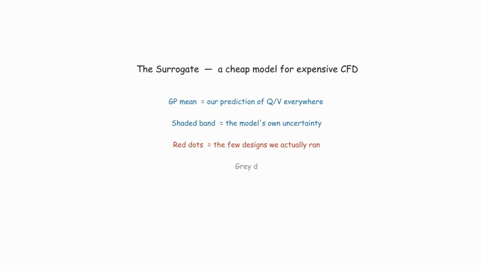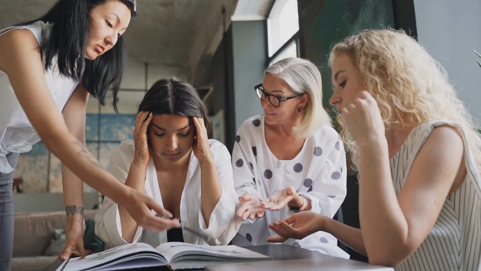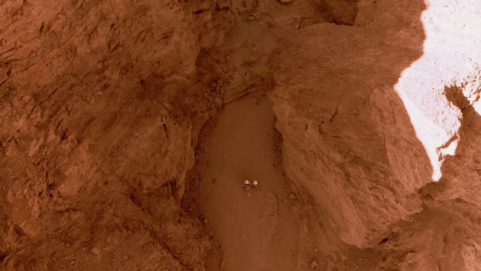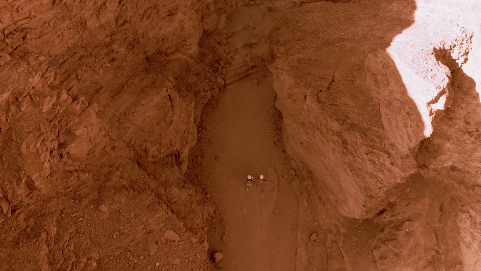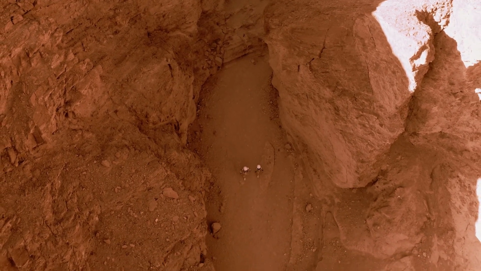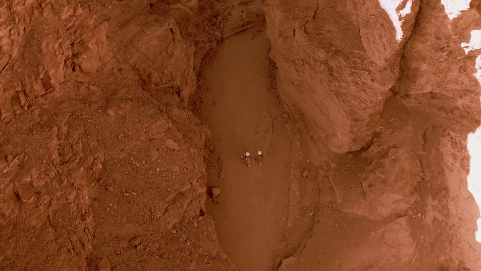So we have a surrogate. It tells us for every unsampled design, a predicted Q by V and an uncertainty. Now we need to decide which design we should evaluate next. The naive answer is pick the design with the highest predicted Q by V, but that's too greedy. The model might be confidently predicting a peak somewhere, but if you haven't sampled nearby, that prediction could be completely wrong. We need to balance exploitation, sampling where the model thinks it's good, with exploration, sampling where the model is uncertain because there might be something even better there.